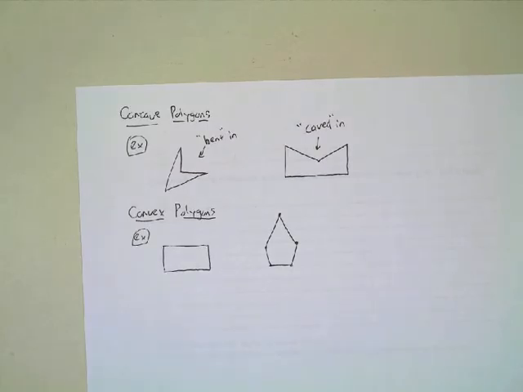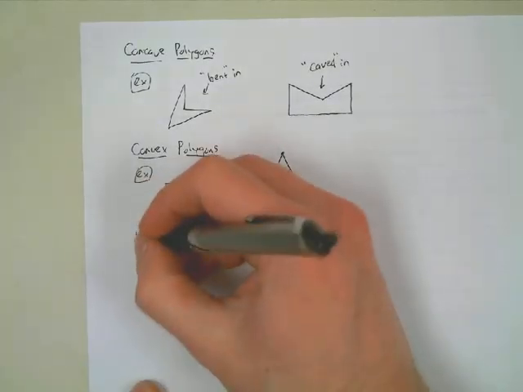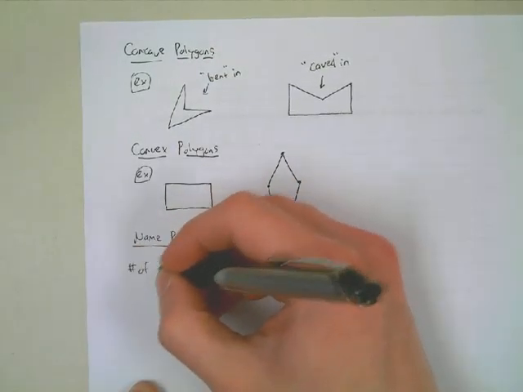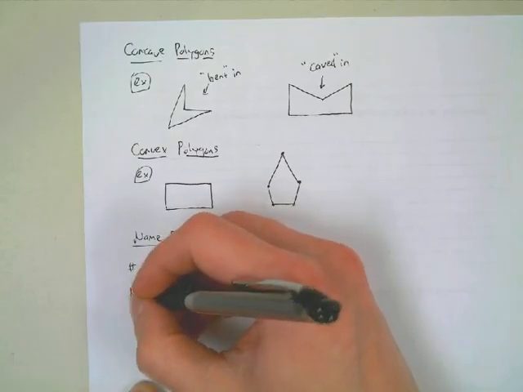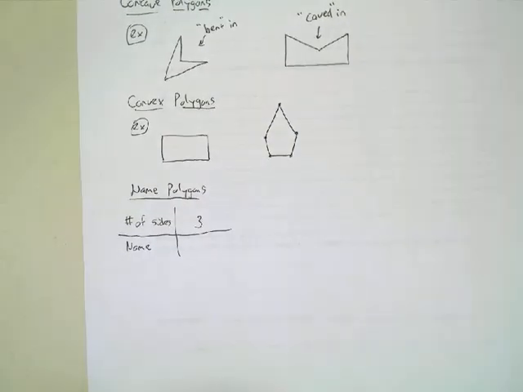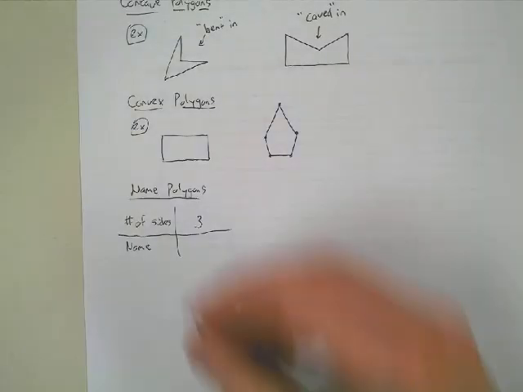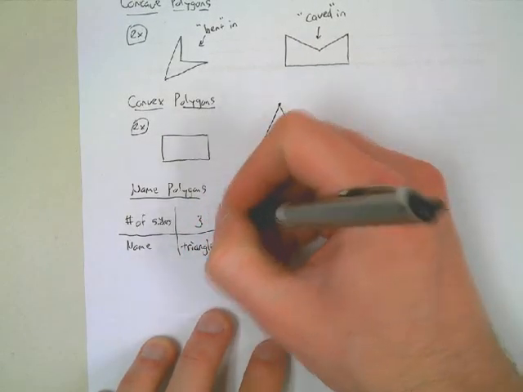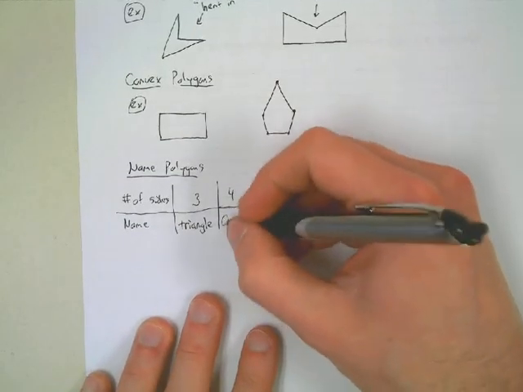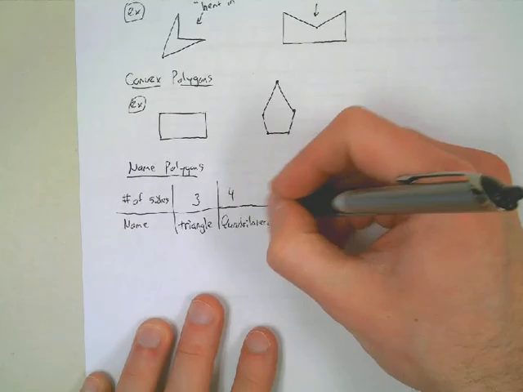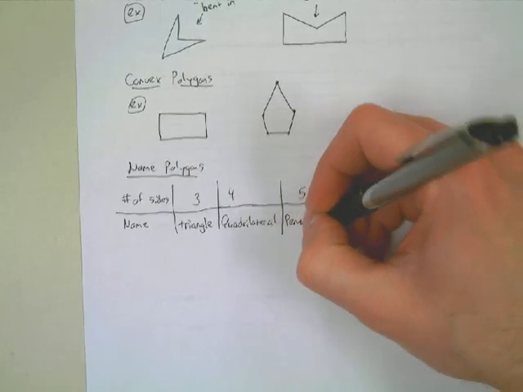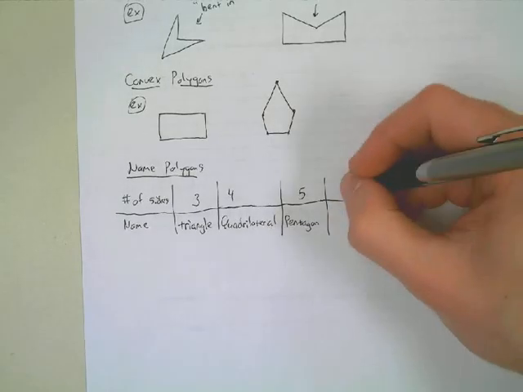All right. We also need to be able to name polygons. We kind of did that already, but we're going to do it formally here. So we'll make a little table here, number of sides and name. Okay. So, three-sided polygon is called a triangle. Okay. Four-sided? Quadrilateral. Hope I can fit this all on here. All right. Five-sided shape? Pentagon. Okay. Six-sided shape? Hexagon. Hexagon, that's right.